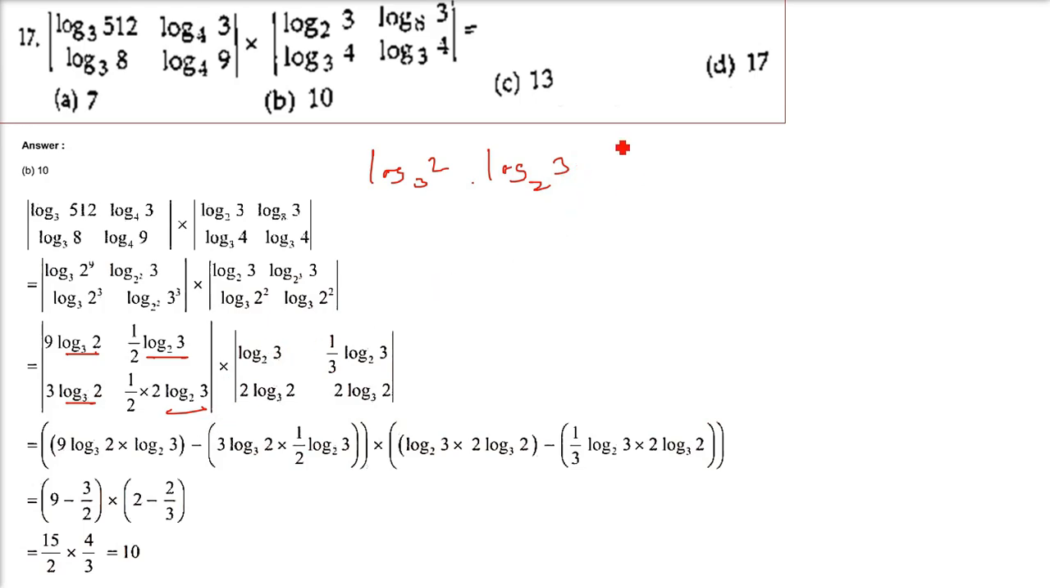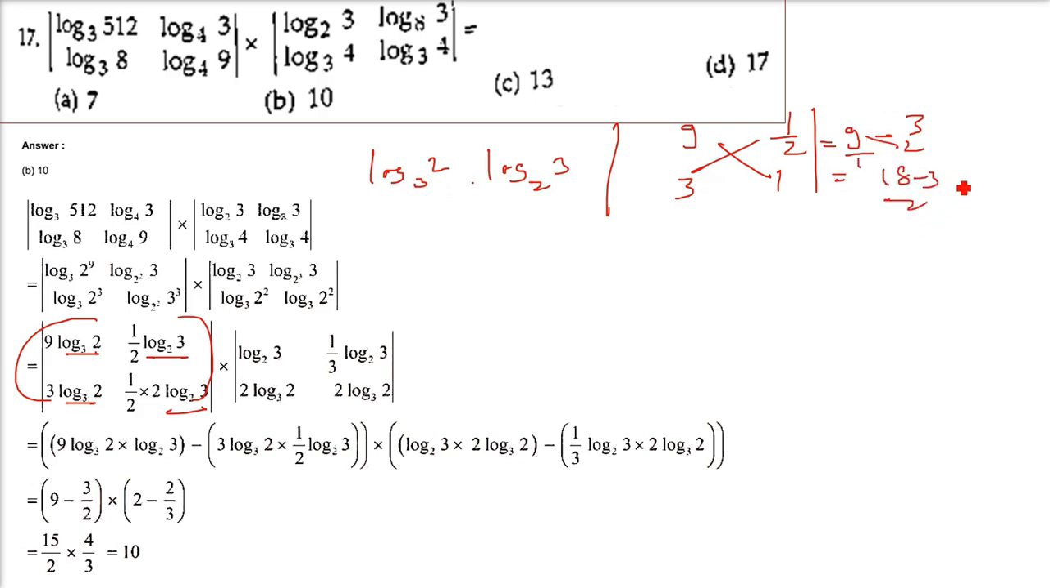If you take a common base, it will be log 2 by log 3, log 3 by log 2, it can be cancelled. What is remaining? 9, 3 minus 9, 3 half and 1. This is what is remaining. From the second matrix or determinant, first let us do this one. 9 minus 3 by 2, it is going to be 18 minus 3 by 2, it is 15 by 2.